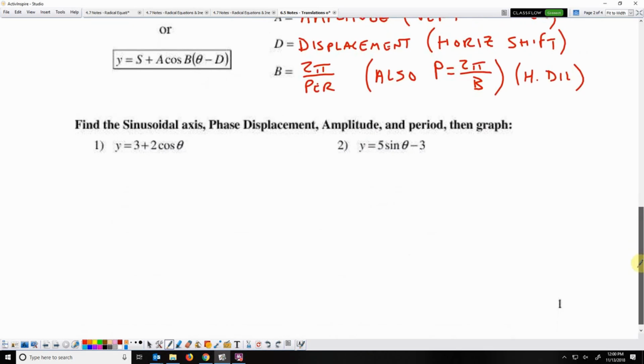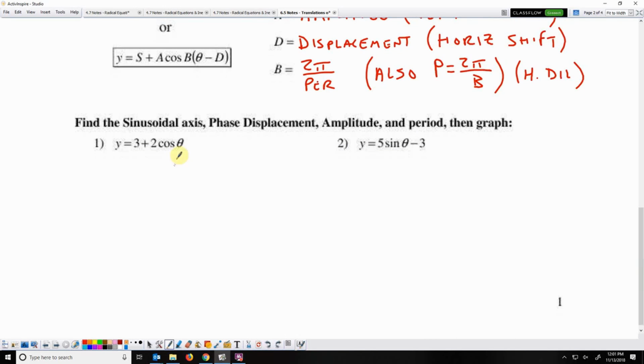All right, so we are going to find sinusoidal axis, the displacement, the amplitude, the period, and we are going to sketch a graph. Okay, so the sinusoidal axis comes from right here. That is our S. Our sinusoidal axis is 3. The displacement, there is nothing in that spot. So there is no displacement, so the displacement is 0. The amplitude right here is 2.